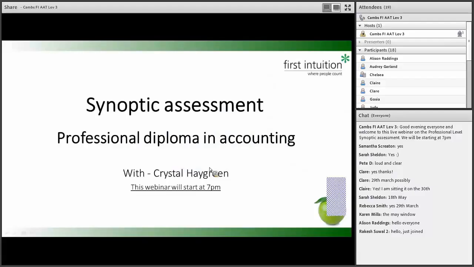So, of course, we're looking at the Professional Diploma in Accounting Synoptic Assessment. This is very exciting since the change in syllabus for AQ 2016. The Synoptic Assessment is something which is new.